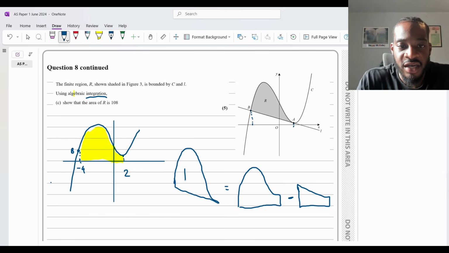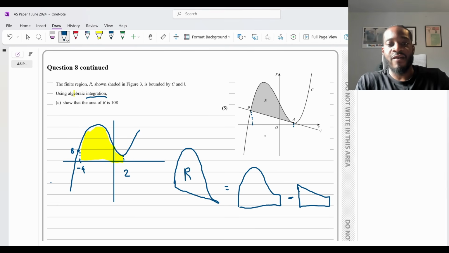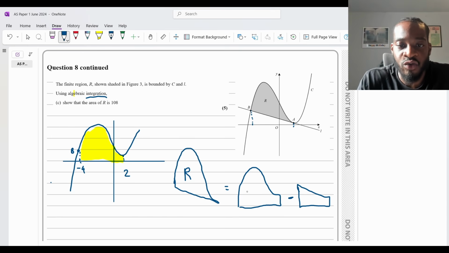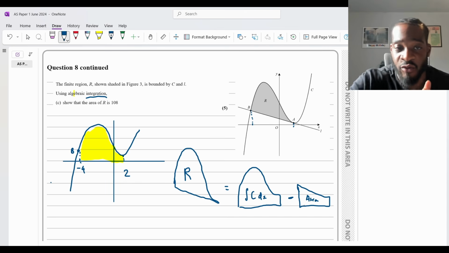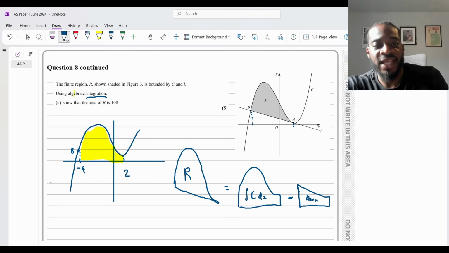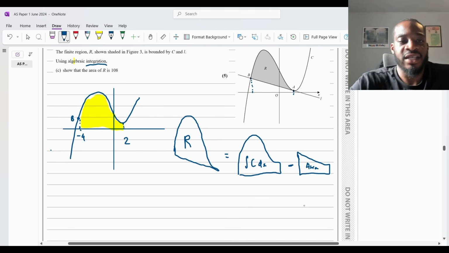The region R is worked out by finding the area of that thing, which is going to be the integral of C. I'll just write C dx, and then the area of this trapezium. So we work out both of those, take them away, and we're done, right? So now we need to calculate that area. So we need to integrate.